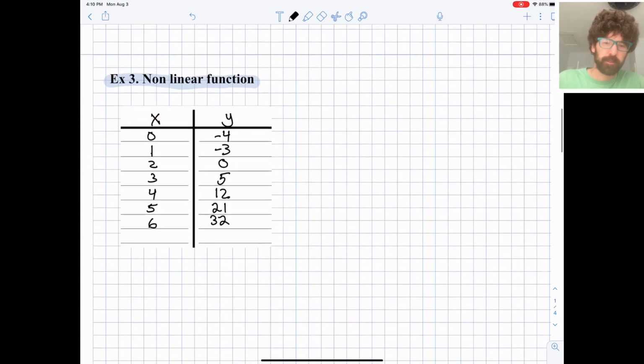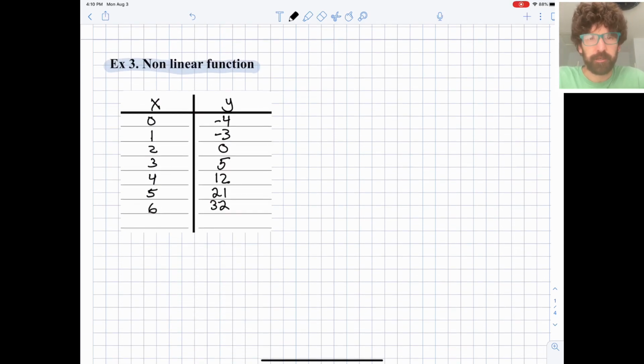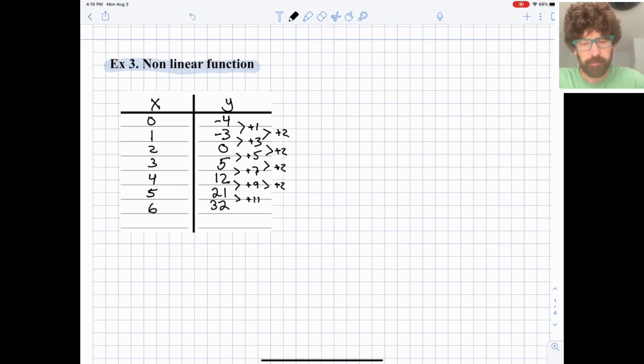Let's look at a nonlinear example, and these are always a lot harder. One place that you always want to start is just by looking at the differences. So -4 to -3 is up 1. -3 to 0 is up 3. 0 to 5 is up 5. I hope you can tell that we don't have a linear function here because these differences are changing. But let's take the differences of the differences and see what we get. So this is +2, +2, +2, +2, and +2.